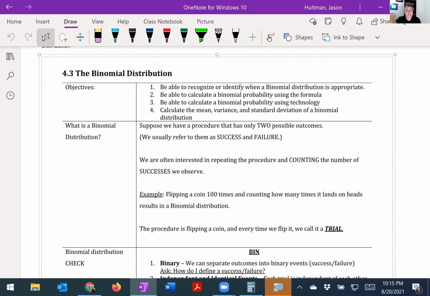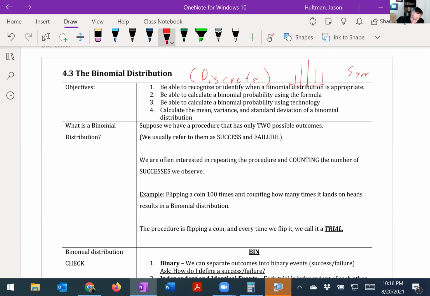Binomial distribution. Okay, this is a discrete distribution. That's the first thing we need to know, is that this is discrete. Later on we're going to talk about a continuous function, but this one particularly is discrete. It is oftentimes symmetric, which means that it looks like this, but it is discrete. Often symmetric and discrete.